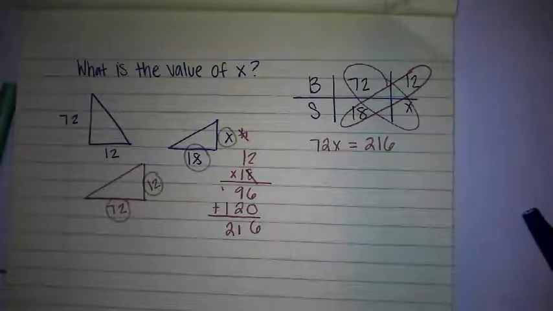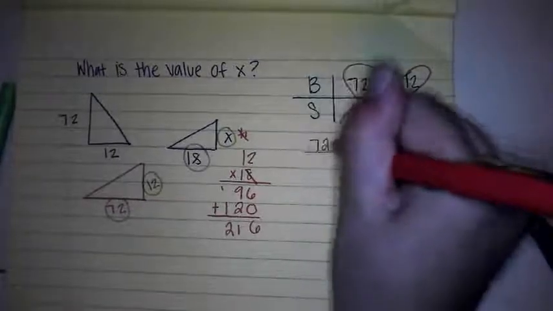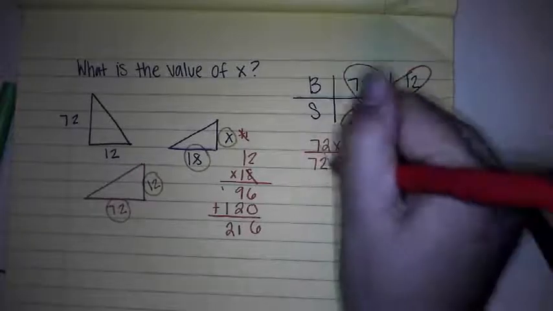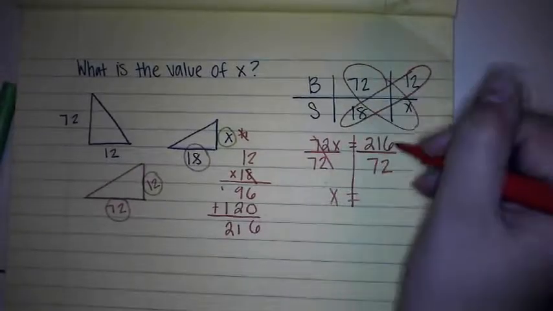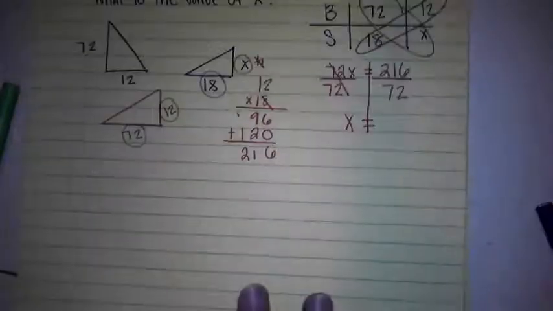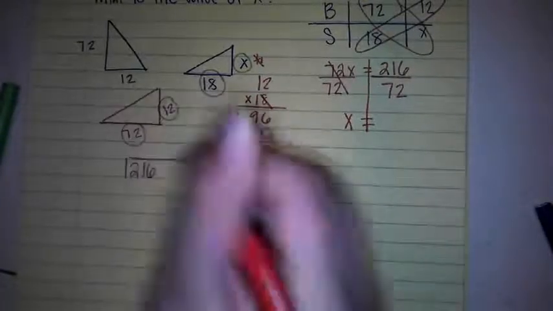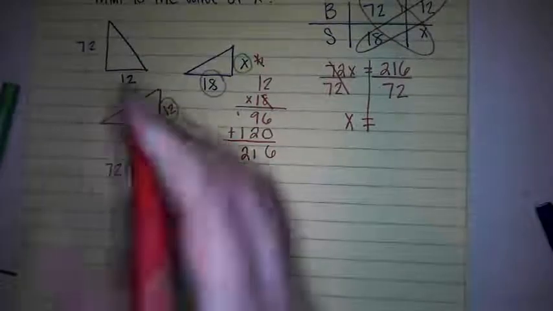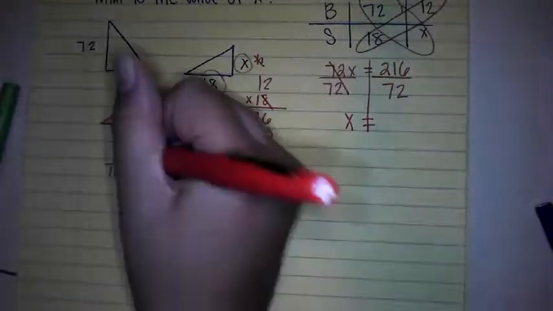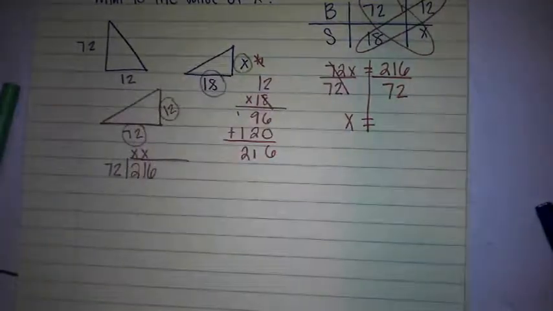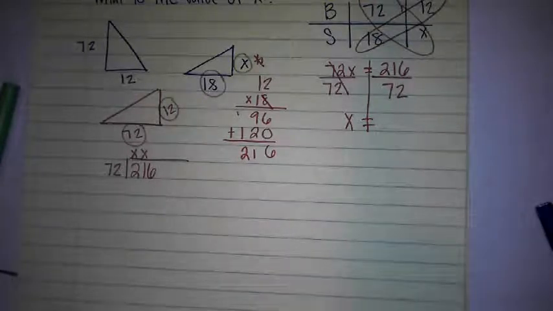216. Next thing you're going to do is draw a line and divide by 72 on both sides. And that cancels out. That gets me X. 216 goes into the house because it's the top number, not because it's the bigger number. So 216 divided by 72. 72 cannot go into 2, and it cannot go into 21, but it can go into 216. So we need to figure out how many times.